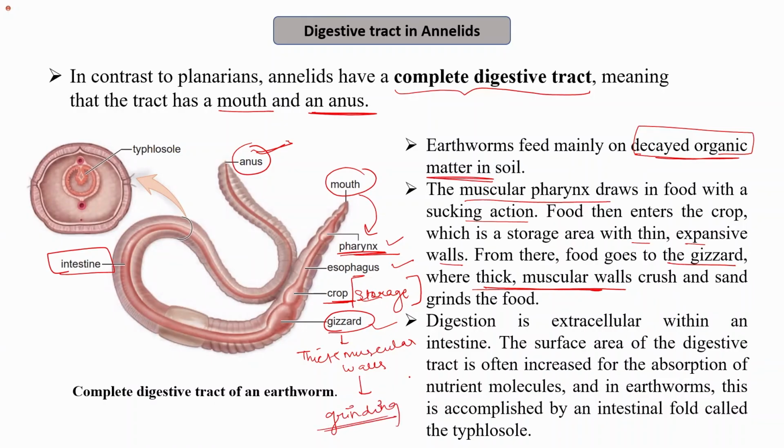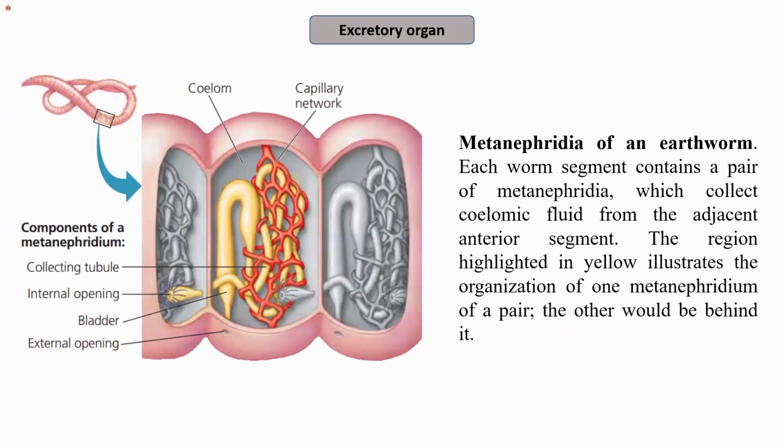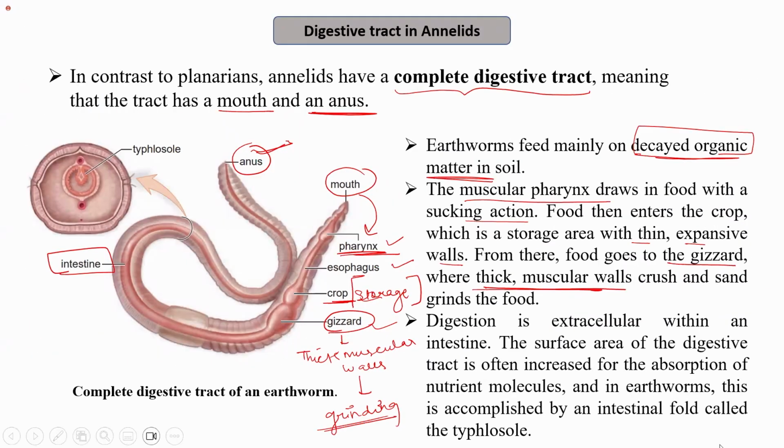So they help in crushing and grinding the food. Digestion is extracellular within the intestine, and the surface area of the digestive tract matters. So basically what you will see is that in their intestine, they have a very specialized structure, which is the typhlosole. This typhlosole is helping in increasing the surface area for the absorption of nutrient molecules.